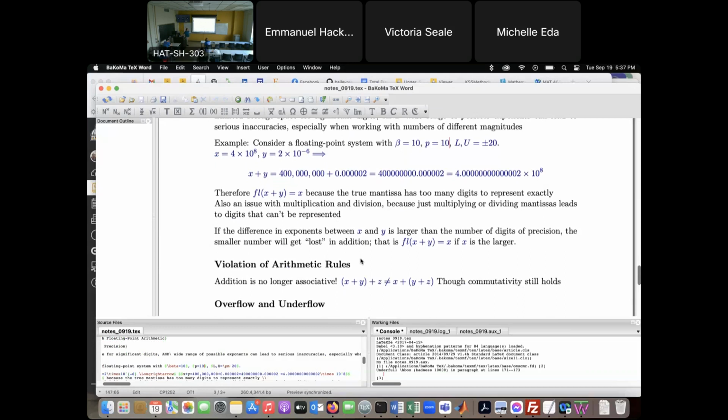Another issue is the rules of arithmetic don't necessarily apply. We're accustomed to, for instance, addition being commutative and associative and so forth. Addition is no longer associative. So you can only say that the quantity x plus y plus z is only approximately equal to x plus the quantity y plus z. There's going to be some error because of the order in which the numbers are added. Commutativity holds. So x plus y is still equal to y plus x in floating point arithmetic, but associativity is out the window.